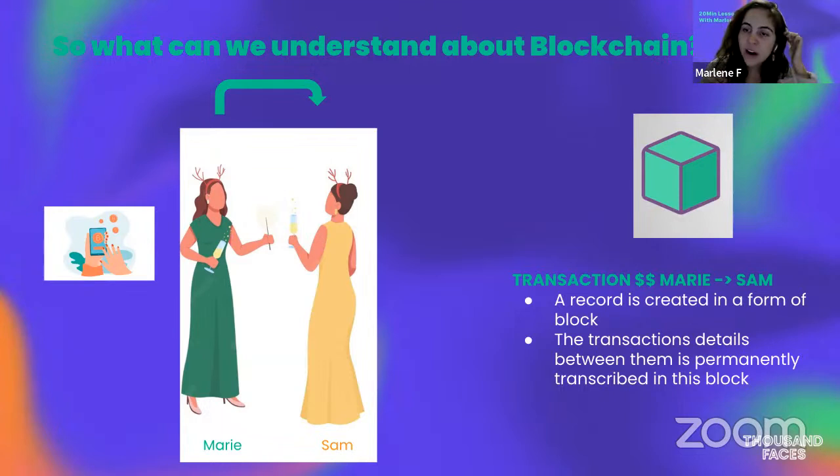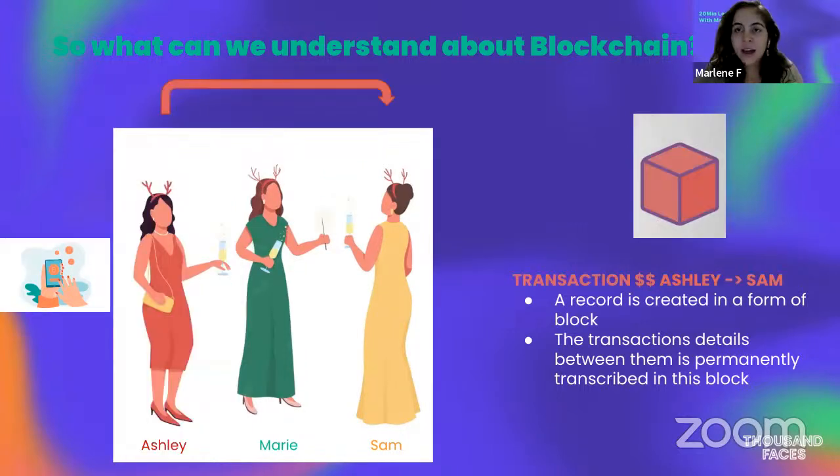So when she does this, there's a record that is created in the form of a block. So the transaction, we can say it's stored in a block. And then all the transaction details for this transaction, time, date, user, everything is stored in this block and is stored permanently. So that's the first transaction. Secondly, we have the second friend, Ashley, and she will also do a transaction. So again, her transaction is now stored in another block, and all the details of the transaction are permanently stored in this block.